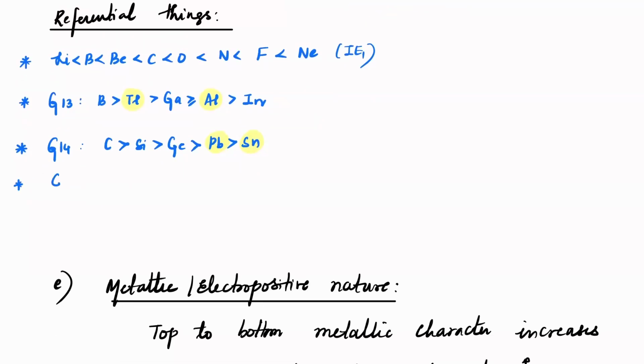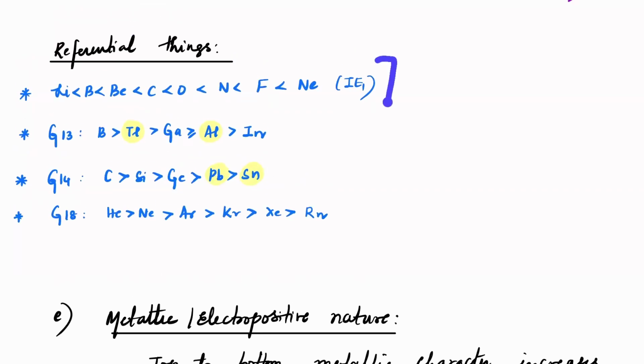Next, if it comes to group 18, helium is greater than neon, greater than argon, greater than krypton, greater than xenon, greater than radon. Okay, these are a few exceptional ones which you need to remember group wise.